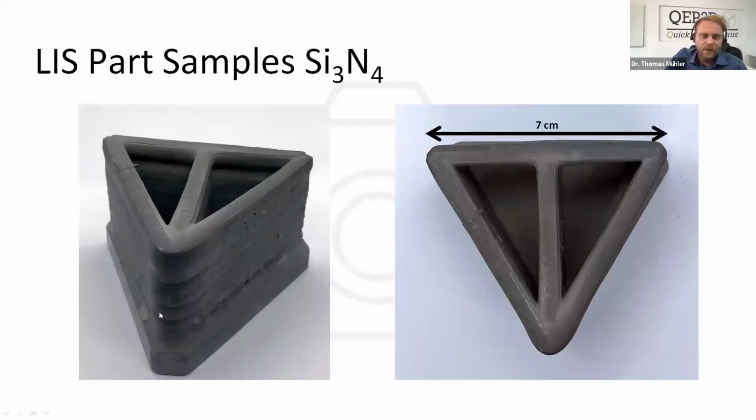The silicon nitride part shown here is one of the first tries of a silicon nitride suspension on the LIS process. The process parameters and the suspension were not optimized. Nevertheless, this geometry could be manufactured quite precisely and sintered without cracks. With this technology, basic tests have already been carried out with aluminum oxides, silicon carbide, silicon nitride, and various porcelains. So we are ready for the LIS process.